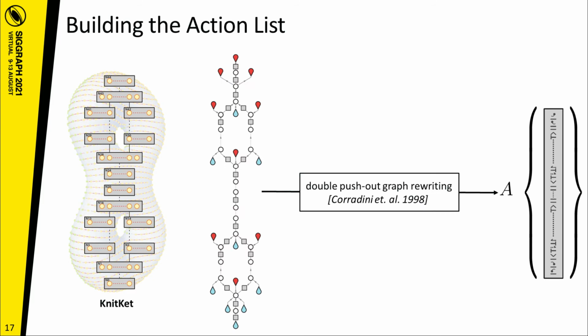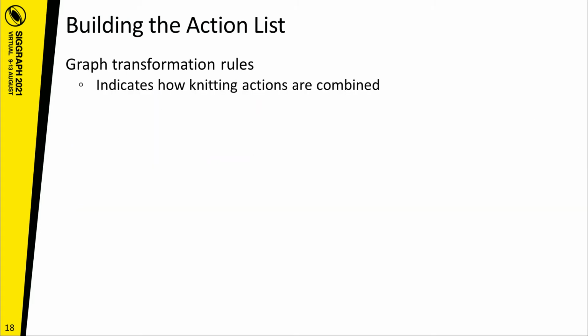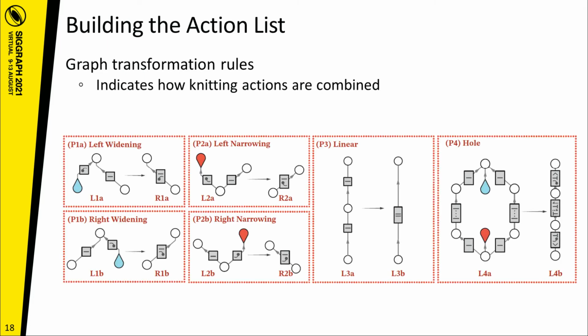Having computed the action graph from the KnitNet and initialized its edges with simple knit actions, the goal now is to schedule them. We do that according to a double push-out graph rewriting algorithm that iteratively reduces the complexity of the graph while increasing the size of the actions embedded into its edges. This graph transformation is done according to some rules that indicate how the actions are combined in a certain context. For instance, here is the set of rules required to generate the actions for the double torus example.